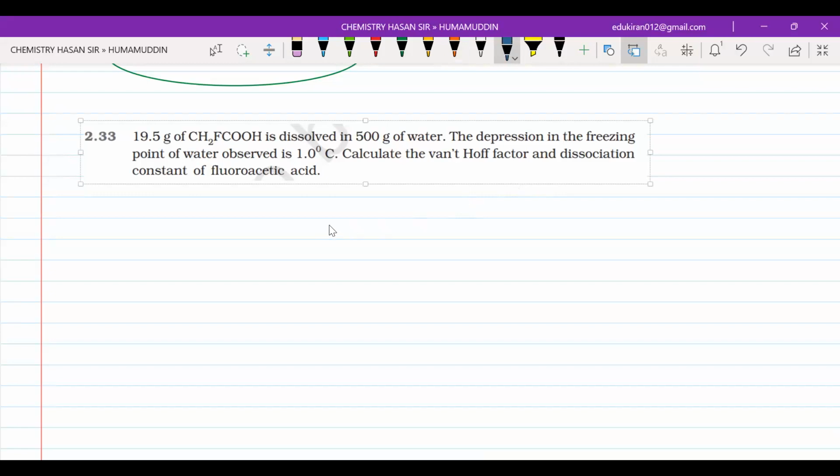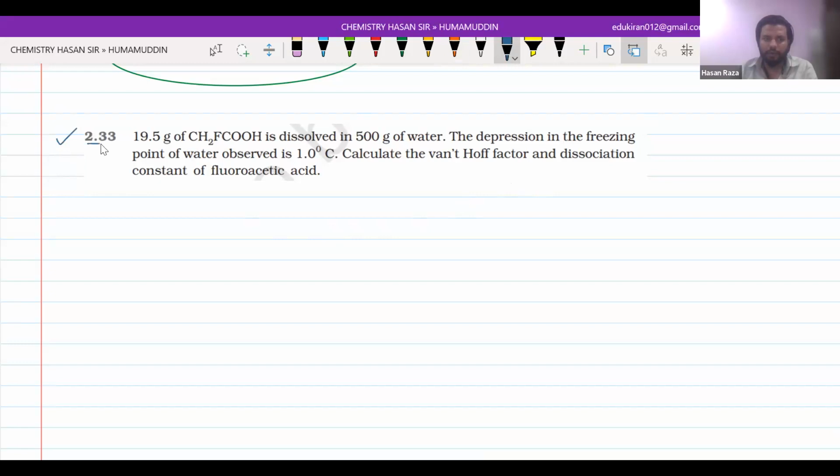Yes. Okay. So this is the last question that you asked, question number 2.33. 19.5 gram of this compound is dissolved in 500 gram of water. So this is your solute for sure, and water is your solvent here. Now, the depression in the freezing point of water is 1 degree centigrade. That means delta TF is given as 1 degree centigrade. Now see, calculate the Van't Hoff factor and dissociation constant of fluoroacetic acid.